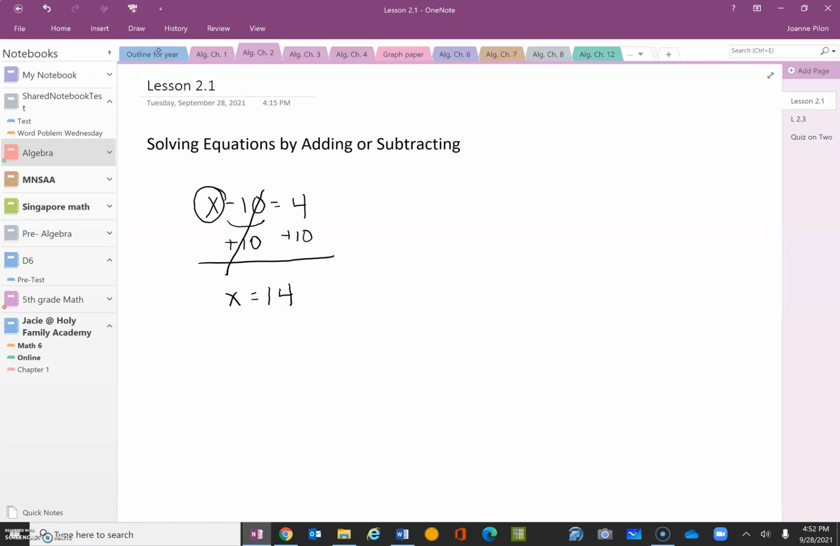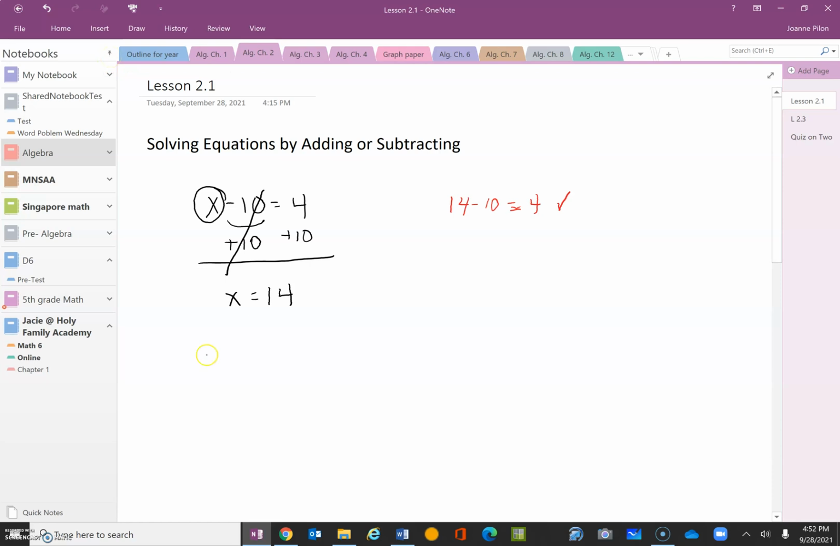Again, it's important that you take the 2 seconds or so to plug in your answer for x and complete the equation to see, does that make sense? Does 14 take away 10 equal 4? Yep, done. Again, that's called checking our work, and it's very simple, easy to do.